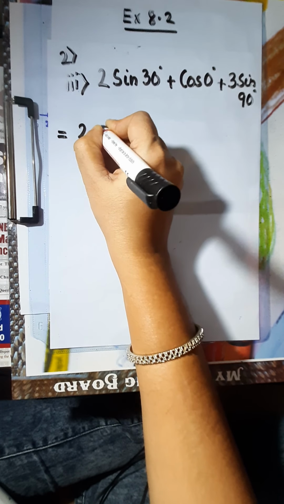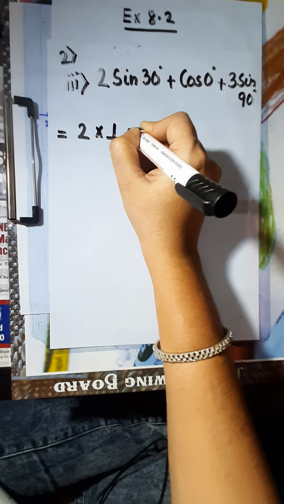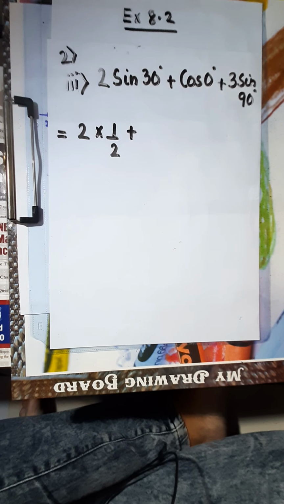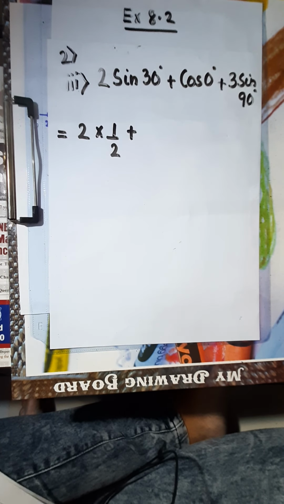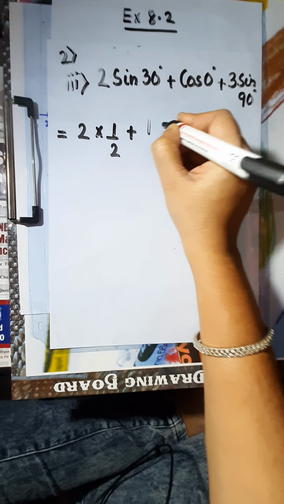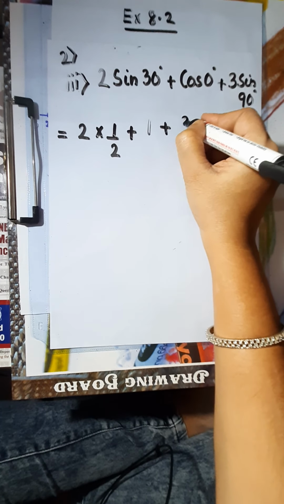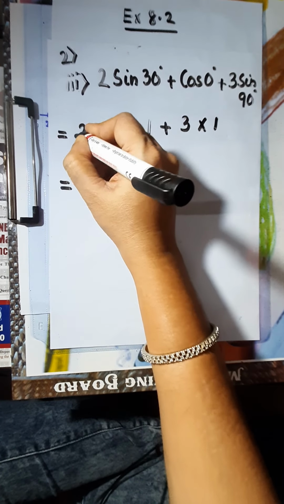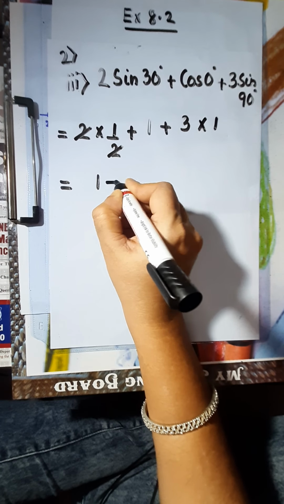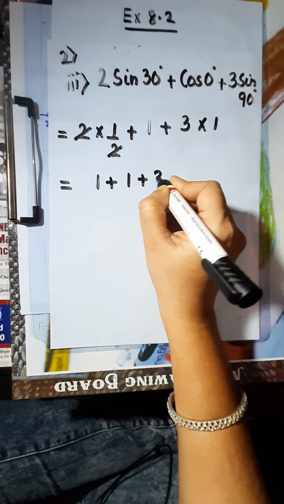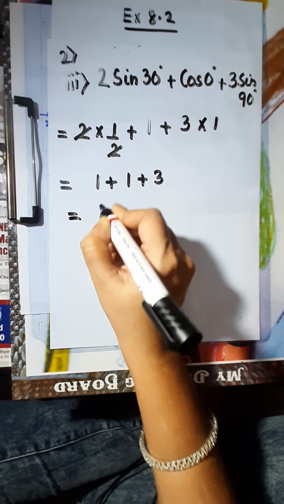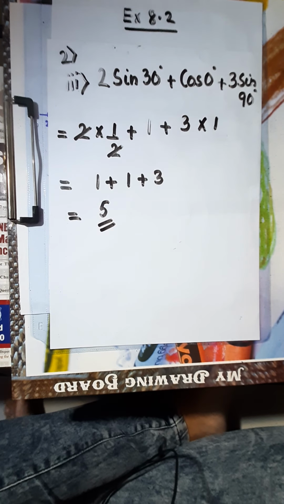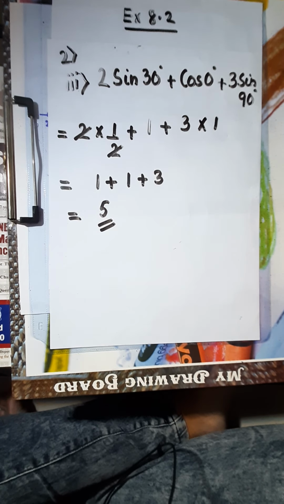2 multiplied by half. Sine 30 is half. Okay. Now, what is cos of 0? Cos of 0 is 1, plus 3 into sine 90, which is also 1. So, this 2 and this 2 cancel. 1 plus 1 plus 3. 3, 4, 5. So, that is equal to 5. Is that clear?